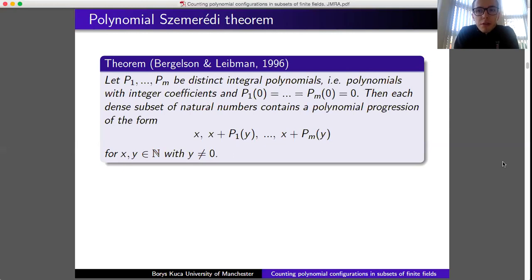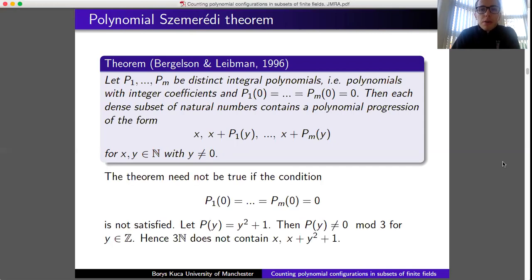And again, this progression will be non-trivial, meaning that the value of y here is non-zero. This is a generalization of Szemerédi theorem because Szemerédi theorem stated the same thing, but only for arithmetic progressions. Here we know it for more general polynomial progressions. Let me also point out that this criterion that polynomials have zero constant terms cannot be completely disposed of. There exist examples where this condition is not satisfied, for which the theorem does not hold.